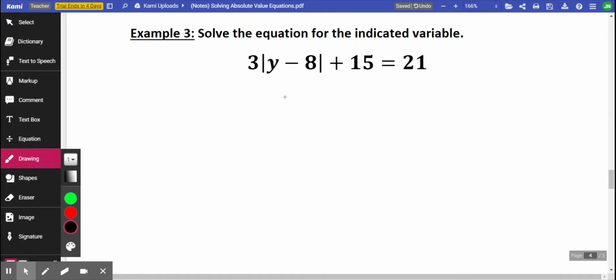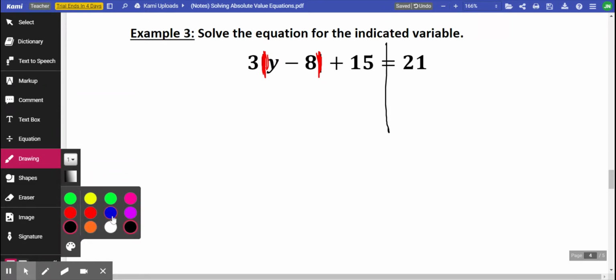Same idea here. It looks crazy. Not that crazy, as long as you remember the steps. First thing we need to do is get the absolute value symbol by itself. Same thing that we did with the emoji. We have to do the same thing with the absolute value brackets. So first thing we do is draw the wall. What is in the way of the absolute value being by itself? We have to get rid of that 3. We have to get rid of the 15. Which one is furthest away? The 15 is furthest because it's not stuck next to the absolute value symbol of y minus 8.